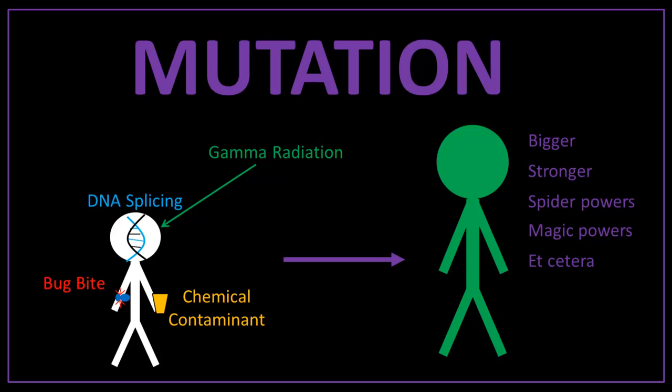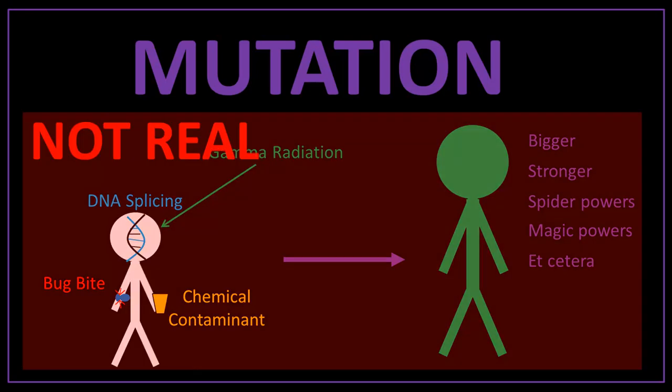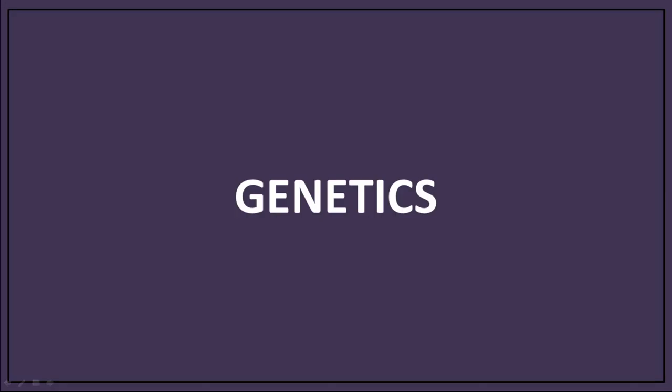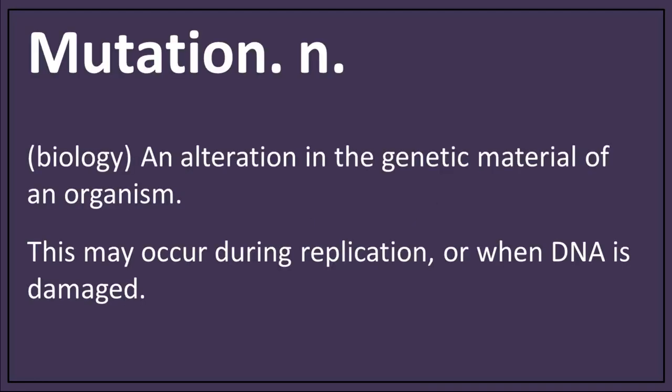Unfortunately, this kind of thing doesn't happen in real life, and while real mutations can happen this way, they rarely or never have results like these. So, what is mutation? And how is this related to evolution? Before we start, it's important to understand the basics of genetics. Our video on genetics has all the background you need to understand mutation here. To understand, let's start with a definition. A mutation is an alteration in the genetic material of an organism.